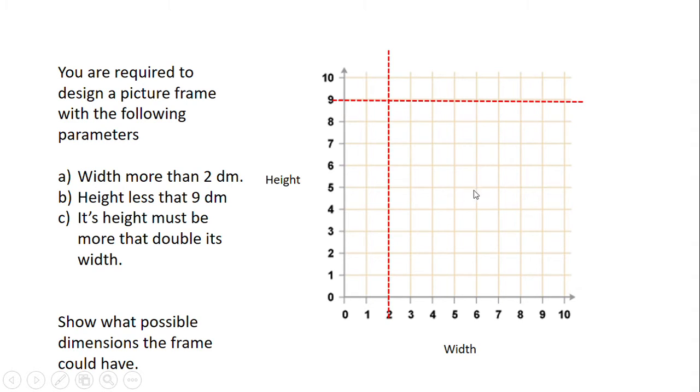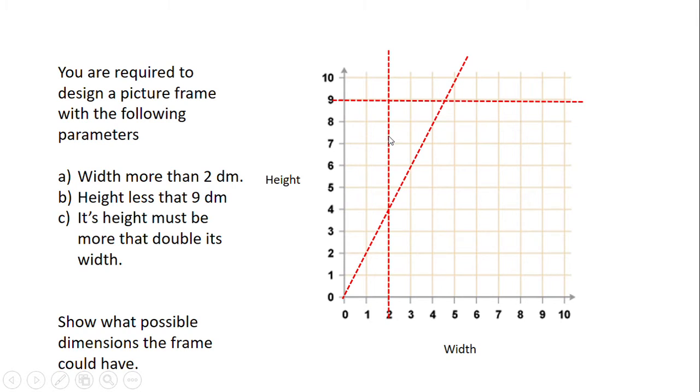So far we want a width of greater than 2 and less than 9, so that gives us all of this area here. But its height must be more than double its width. So this line here, along this line, the height is exactly double the width. So for example here, the width is 1, the height is 2. The width is 2, the height is 4. The width is 3, the height is 6. Its height must be more than double its width. So we want anywhere above the line. Anywhere above the line, the height is more than double its width.